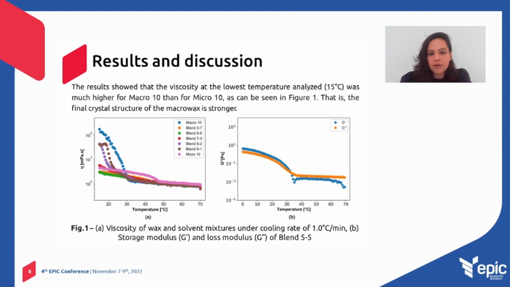And the second figure is an example of how we define the gelation temperature. We define it in the oscillatory tests, and for us the gelation temperature is when the storage modulus is equal to the loss modulus. So in this example of the mixture of 5 and 5, 5% of macro and 5% of micro, the gelation temperature is around 30 degrees.